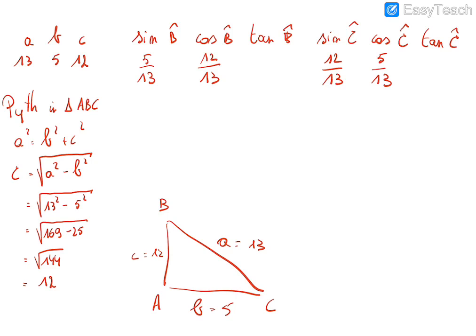Finally, the tangent of B is the opposite divided by the adjacent, and the tangent of C is the inversion of the tangent of B, so 12 divided by 5. That's all you have to do in that exercise. So good luck. Don't forget to upload your results, and see you later.